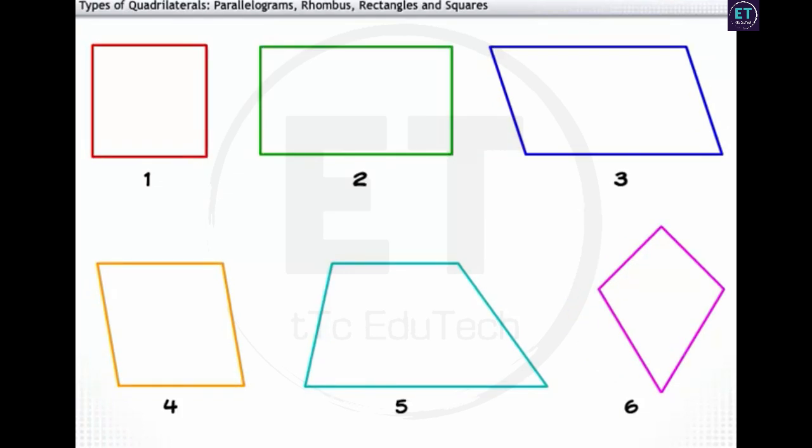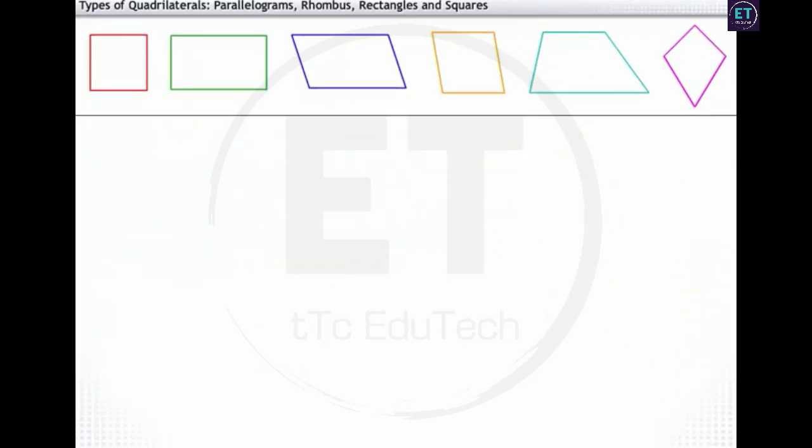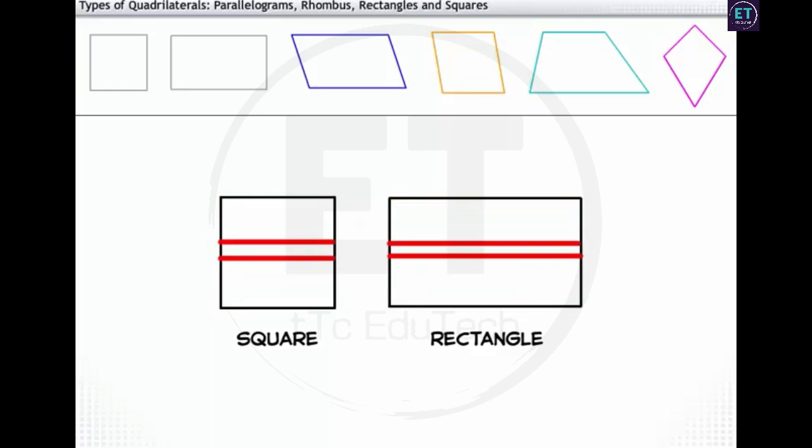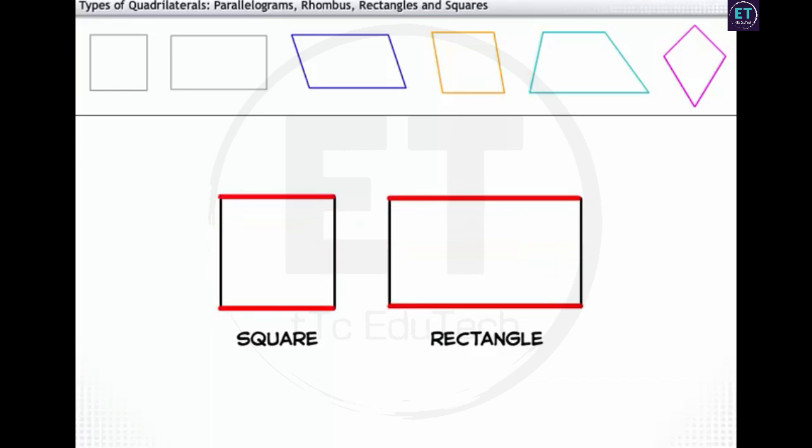Quadrilaterals can be classified into different types based on their sides and angles. Let's learn about each of these quadrilaterals. You are already familiar with the first 2 quadrilaterals. Yes, the first quadrilateral is a square and the second is a rectangle. Each angle of these 2 quadrilaterals is a right angle. Also, the opposite sides in each case are parallel. The difference is in the lengths of their sides.